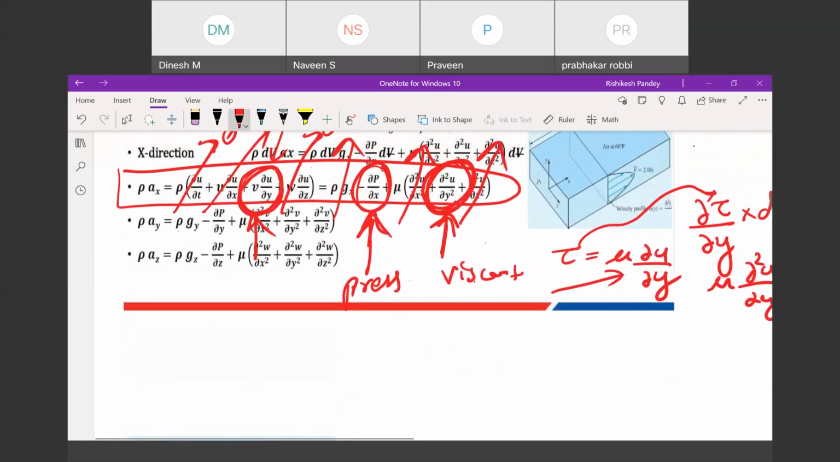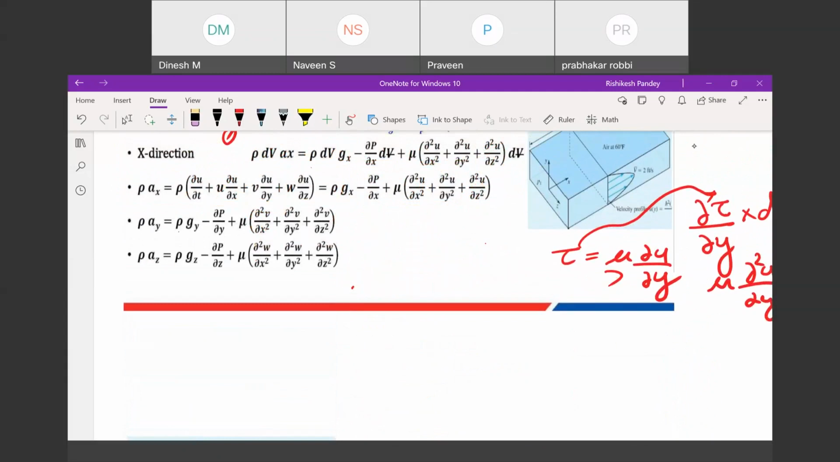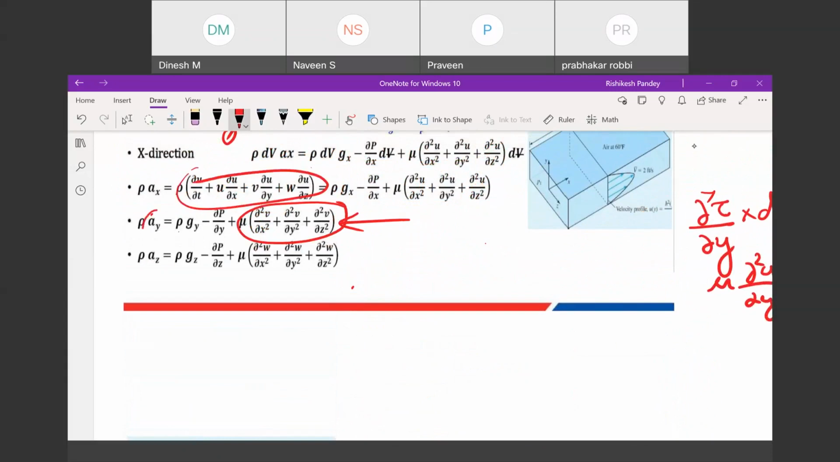In y direction, v is 0, so this completely is 0. Here also v will be there, so this term will also be 0. And gravity effect in this small channel will be very less, so we are not considering gravity effect in this fluid flow. So this also we neglect. So this is also 0. In this term we are left with only minus ∂p/∂y.